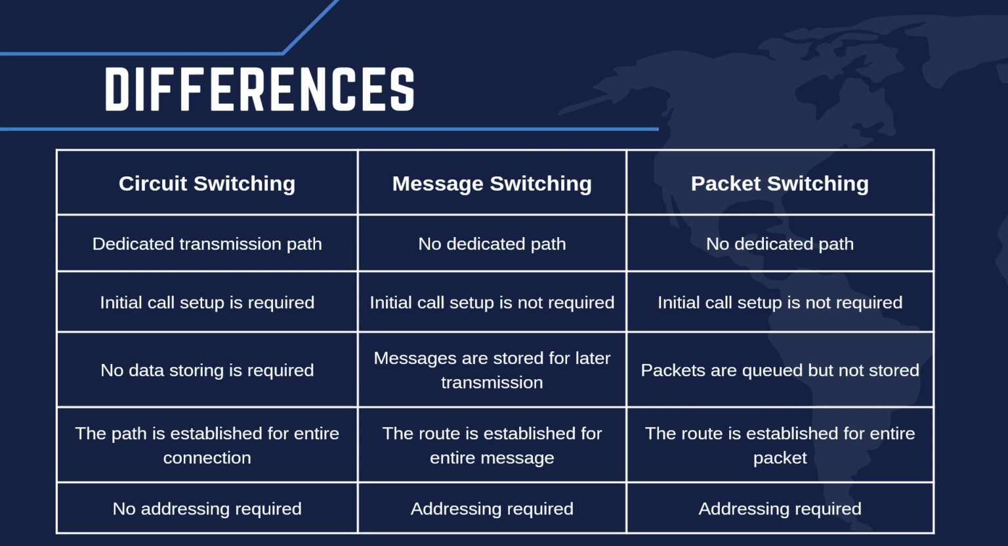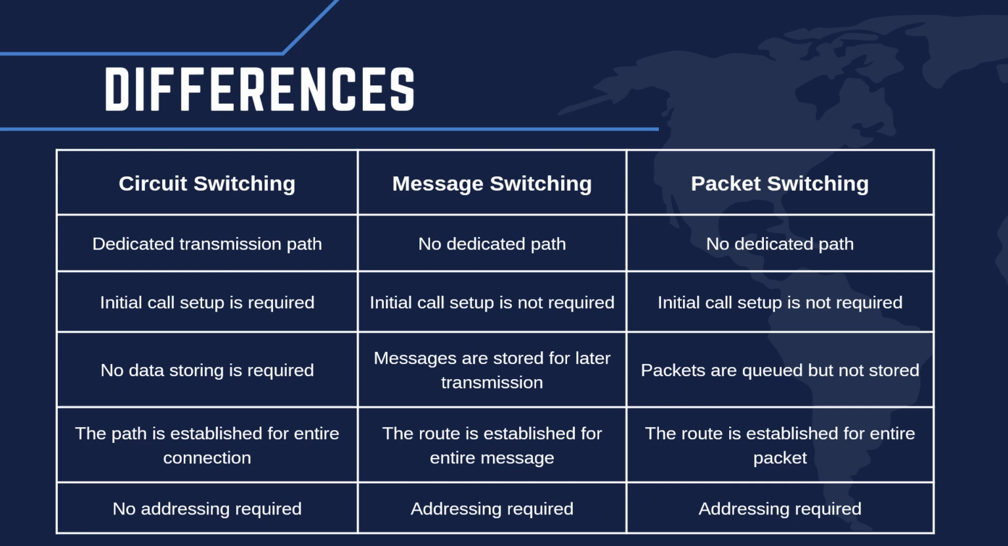Now we all know, when I was teaching you about circuit switching, there was no node in between that was actually storing the data, right? So no data storing takes place in case of circuit switching, but it does take place in case of message switching. In packet switching, the data itself doesn't get stored, but queuing up of packets is still possible, right? So packets can still be queued up, but they won't be stored at all, right?